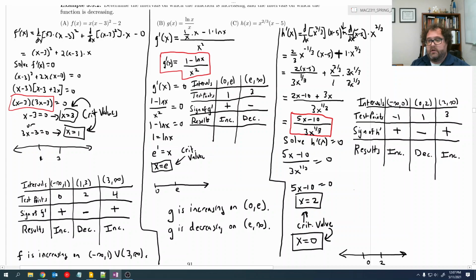So our conclusion here is that h is increasing on, let's see, that was negative infinity to 0, union 2 to infinity, and h is decreasing on the interval 0, 2.